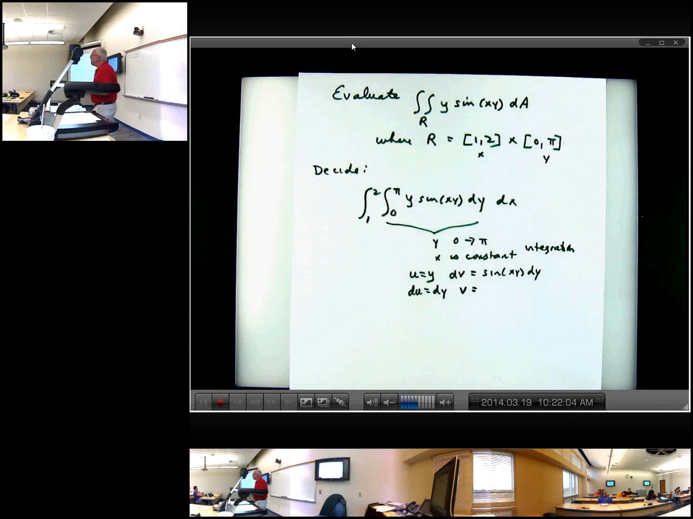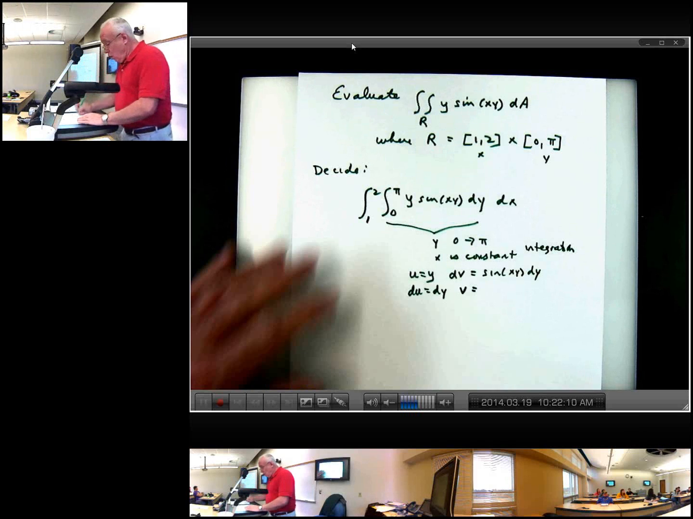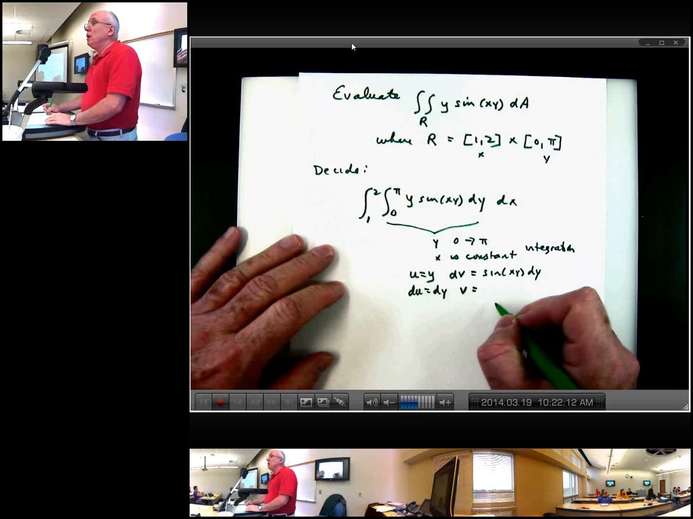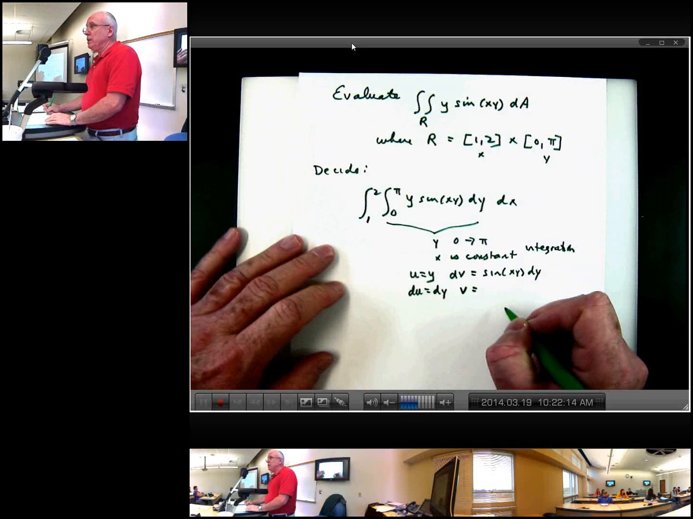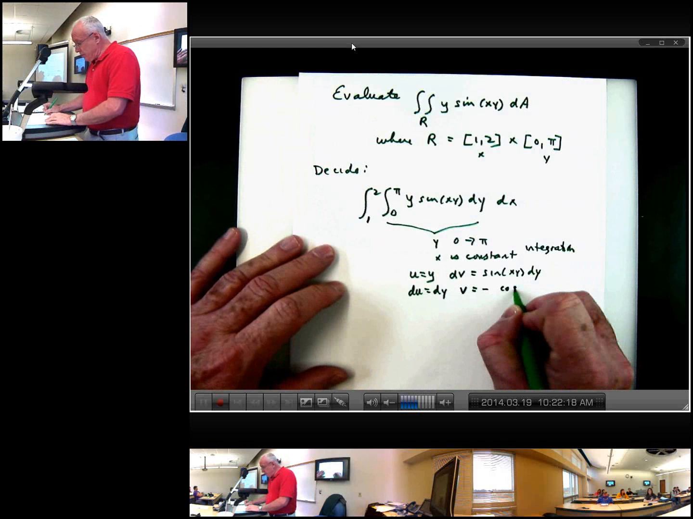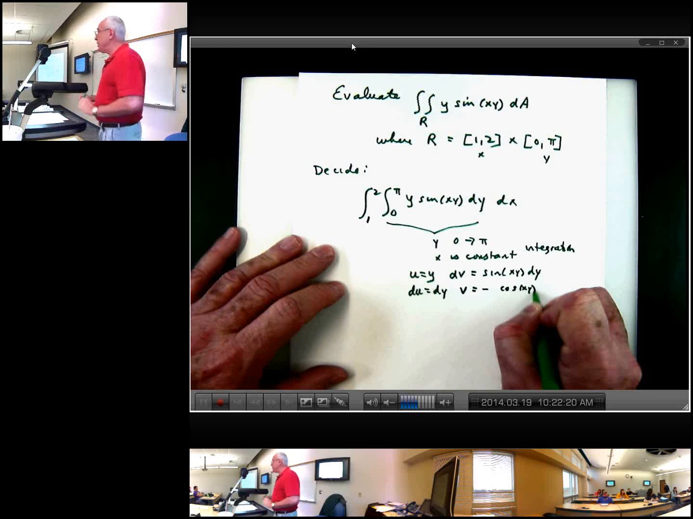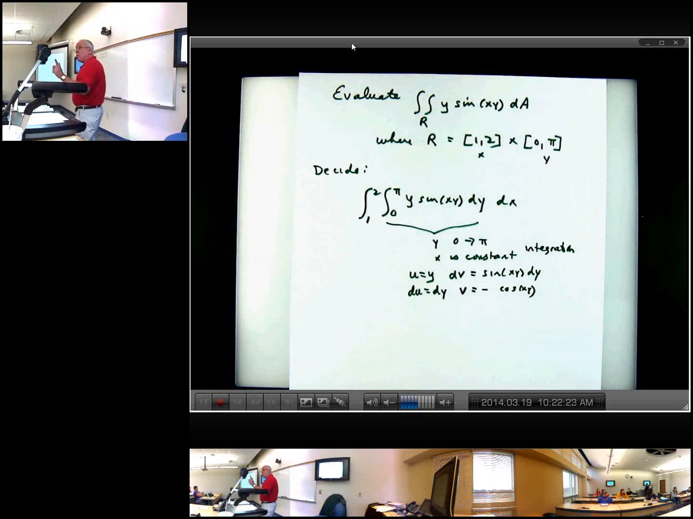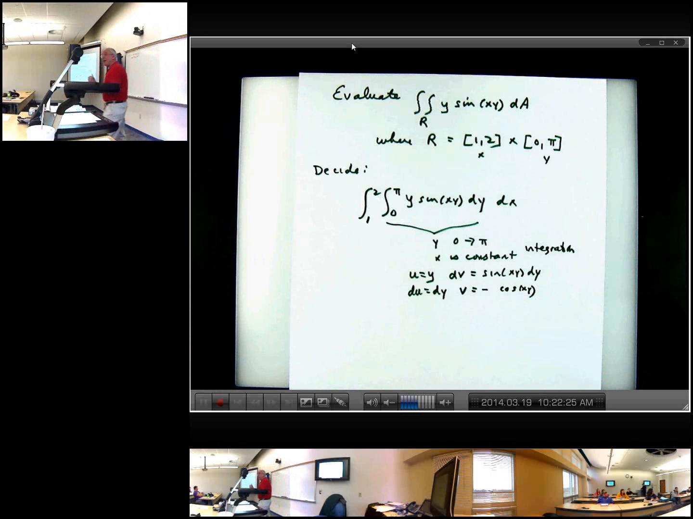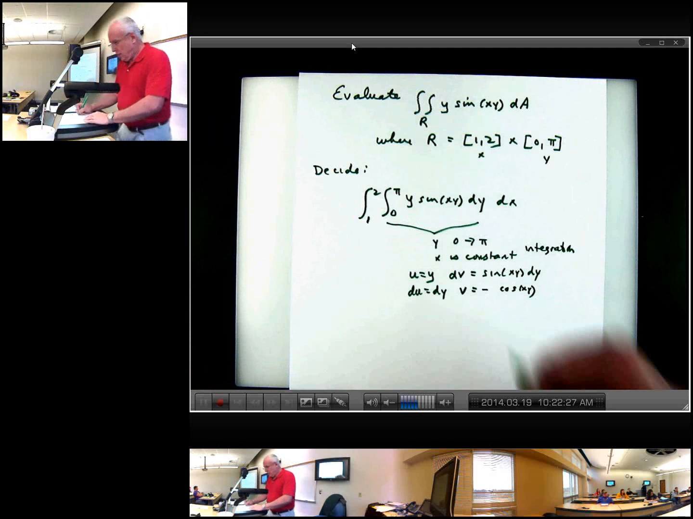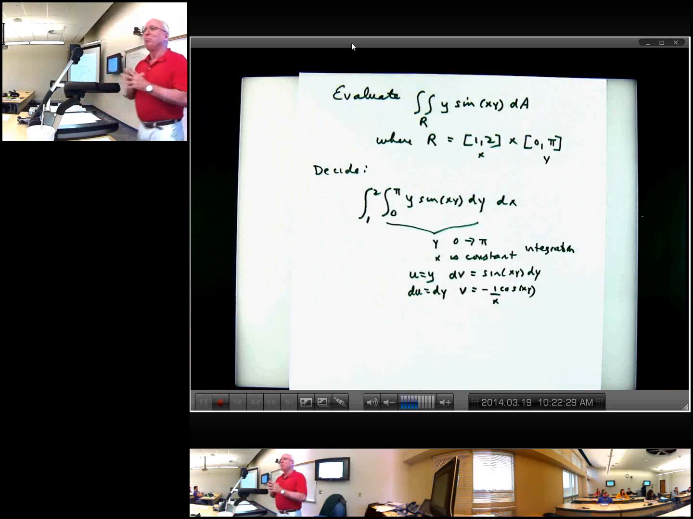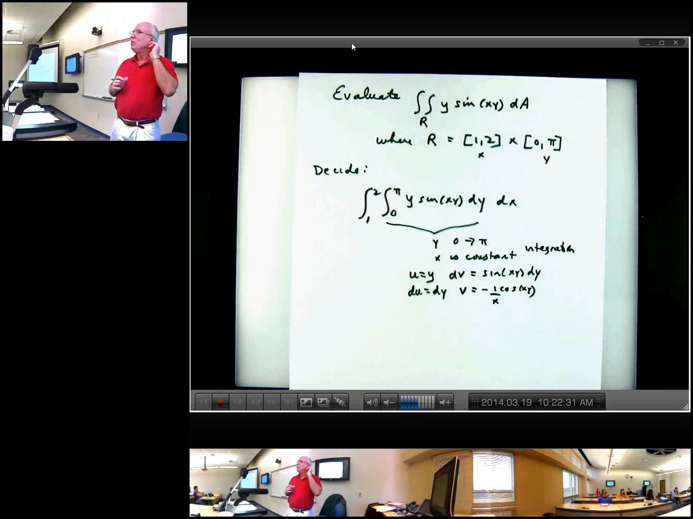What would my v be? Would it be positive cosine or negative cosine? Negative. Okay, it'd be negative cosine xy, but it's also going to be something else, too. 1 over x. Yeah, minus 1 over x. Why did I do that?